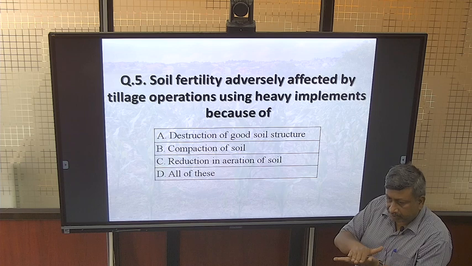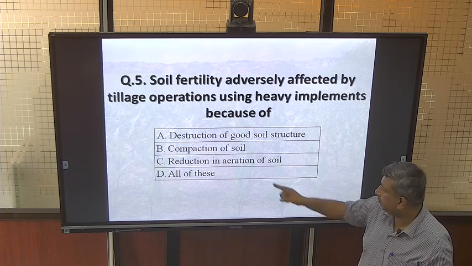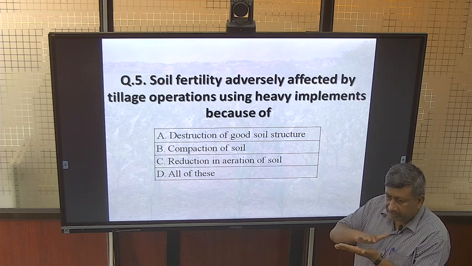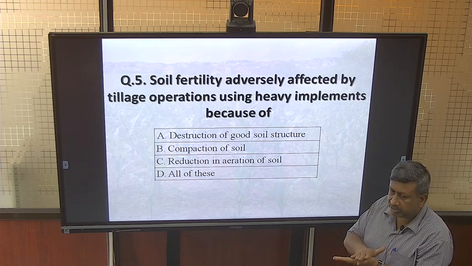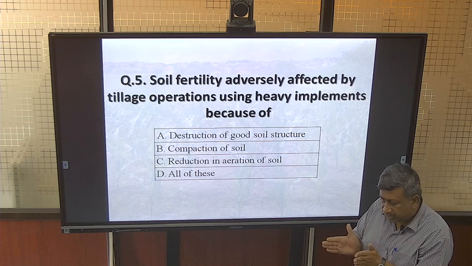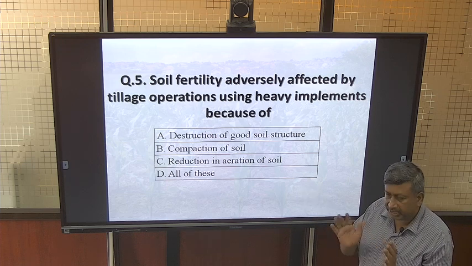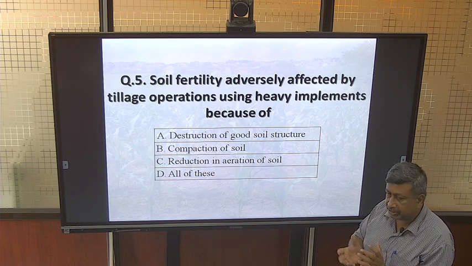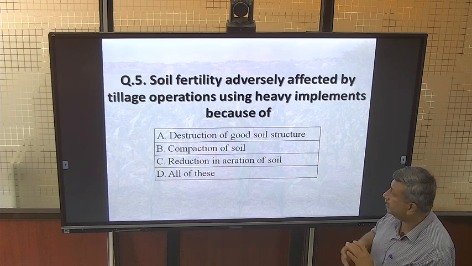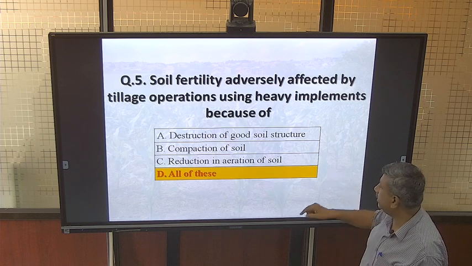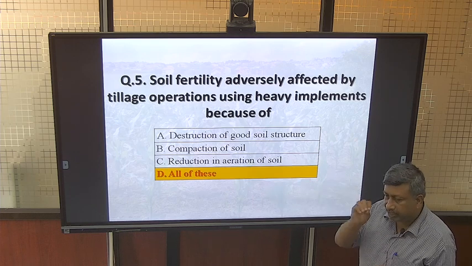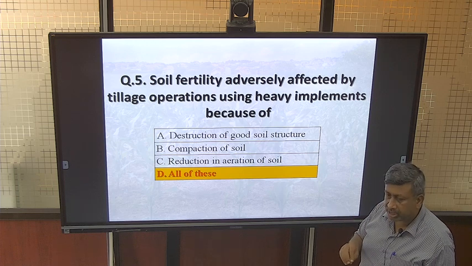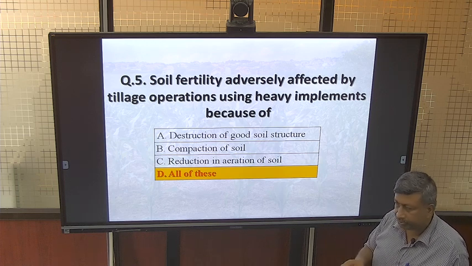When there is compaction, soil aggregation is disturbed, so there is destruction of good soil structure because of compaction and load. Then particles become very close and there is a reduction in aeration. Because aeration and aggregation are reduced, fertility becomes poor. So the answer is all of these. When we use heavy implements, there is compaction, destruction of soil structure and reduction in soil porosity.